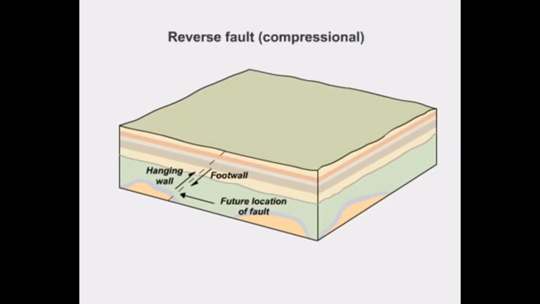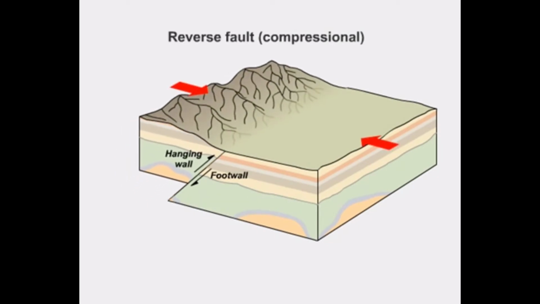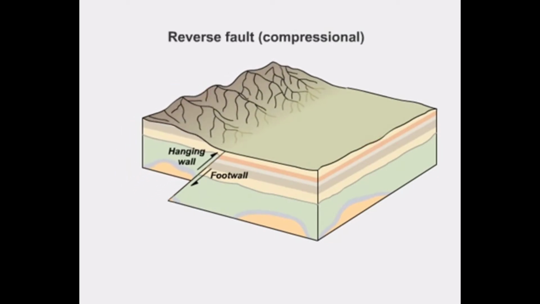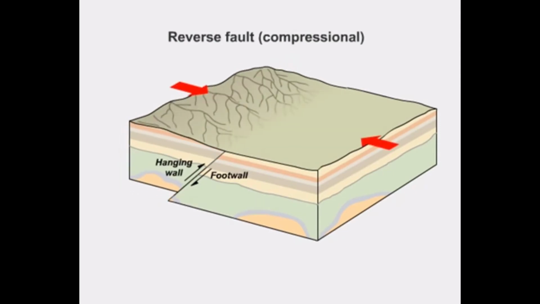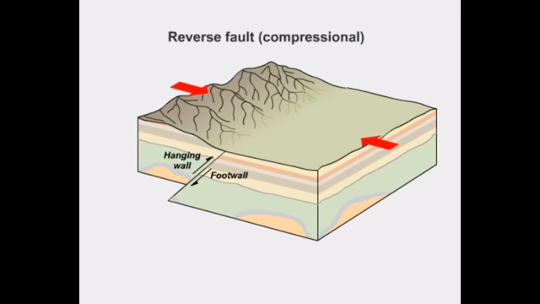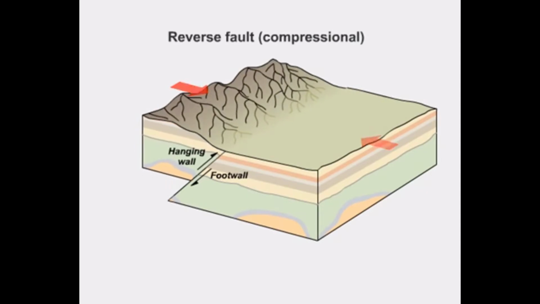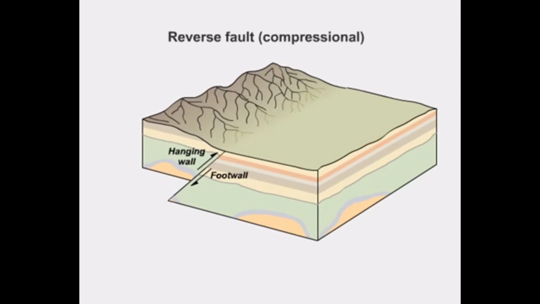On the other hand, compressional stress produces reverse faults. In this type of fault, the hanging wall and foot wall are pushed together, and the hanging wall moves upward along the fault relative to the foot wall. This is literally the reverse of a normal fault.